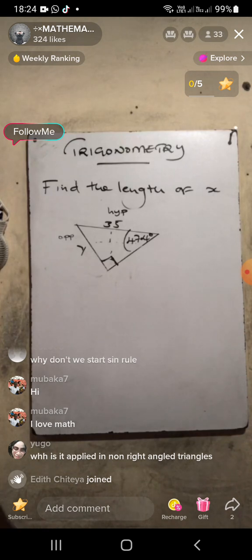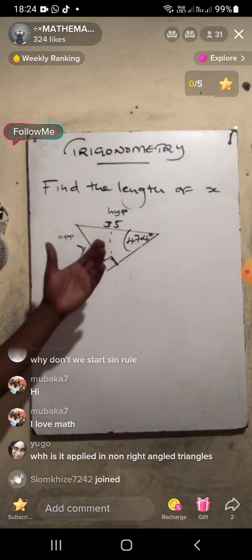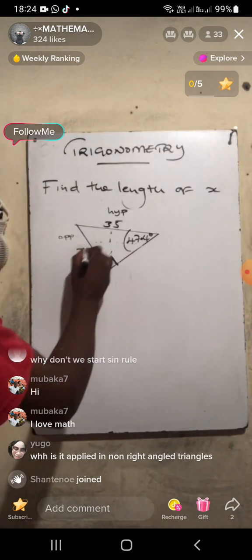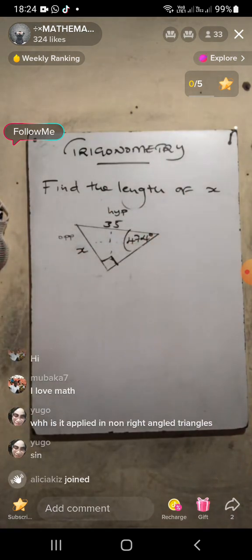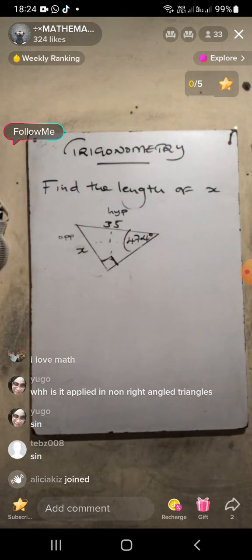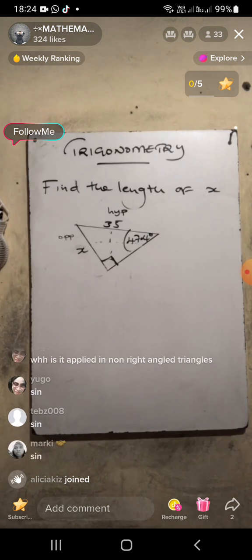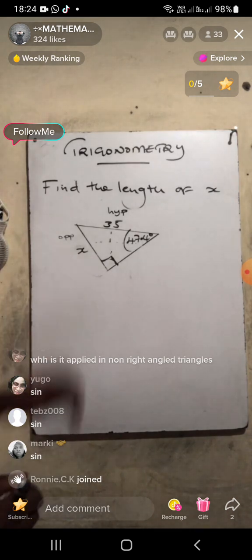So which trigonometrical ratio are we supposed to use? If we've been given a hypotenuse and opposite, which trigonometrical ratio are we supposed to use to find the length of this? This one is supposed to be x because I'm using x. We're saying find the length of x. Tebs is saying sine, Hugo is saying sine. Others, what do we say? Maki is saying sine. Hey Hope, welcome.